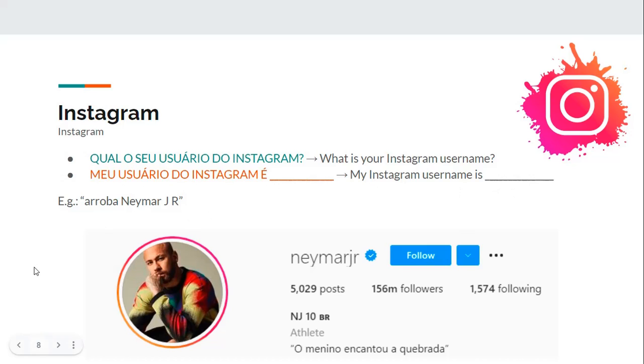So basically I decided to pick Neymar's profile because if I'm not wrong, he's the Brazilian that has the most followers on Instagram, so I got his profile. And to mention his profile, we can say arroba Neymar JR. So here JR.